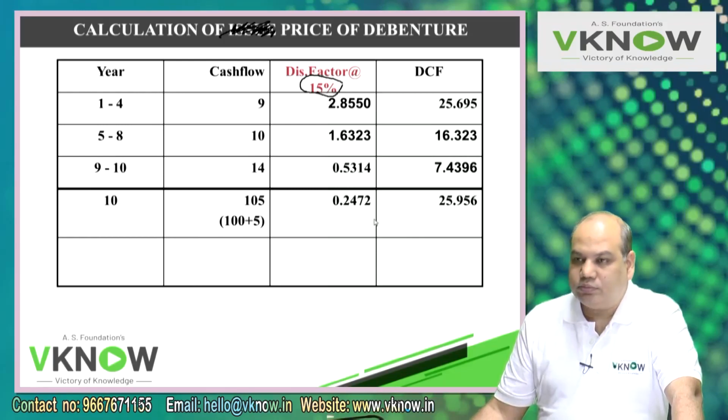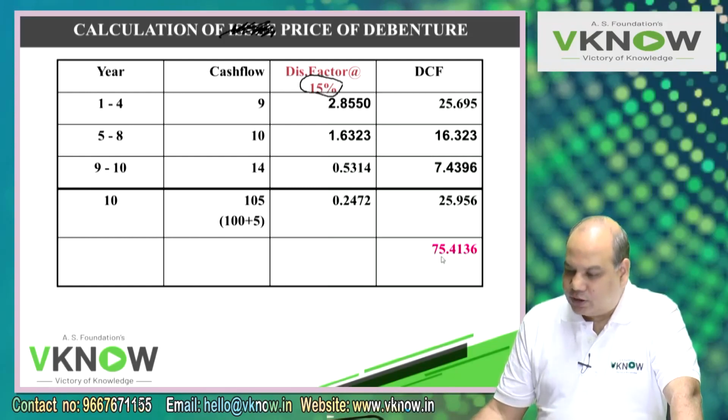Memory recall. Take the total if you have not used memory plus function. The total should now be 75.41. If you use a lower discount rate, the present value will be more. So this answer definitely will be more than the previous answer. Is it right?